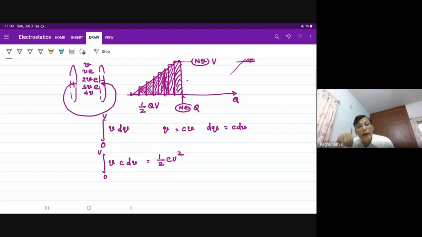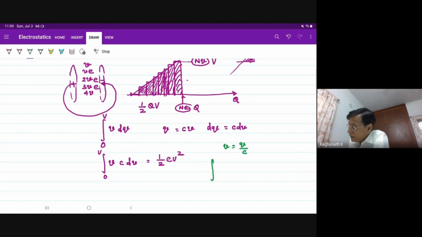Or, v is equal to q by c. I can substitute small v is equal to small q by c, making the integral of small q by c dq from 0 to capital Q. Capital Q is equal to C capital V. This will become Q squared by 2C. But actually it is half QV for them.